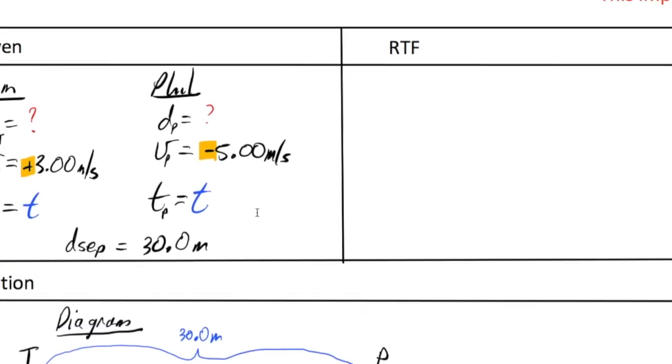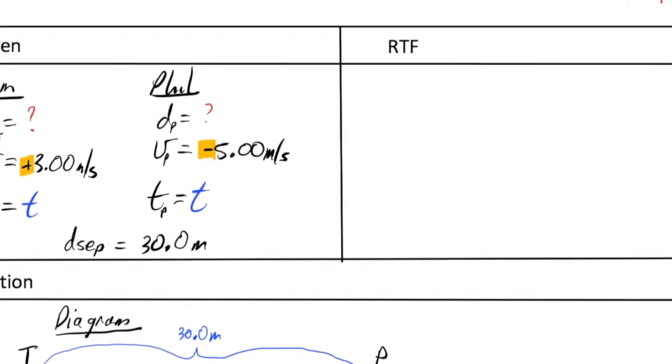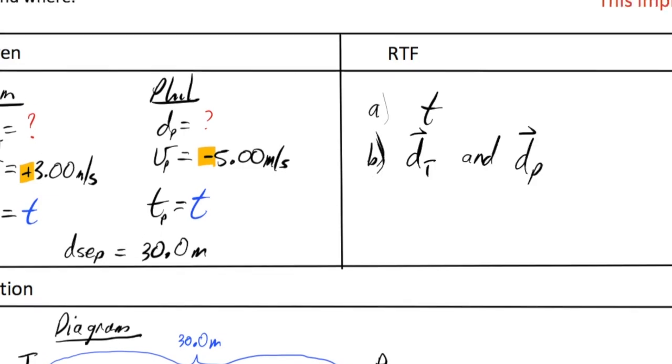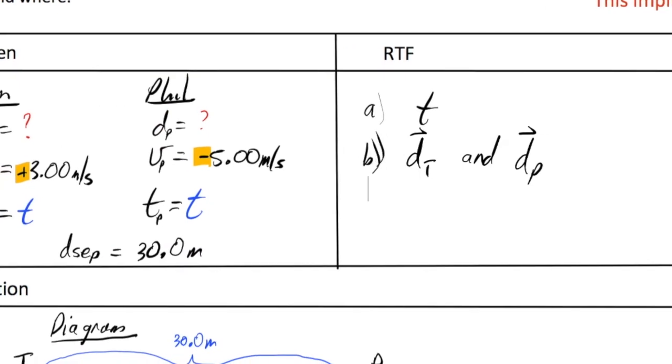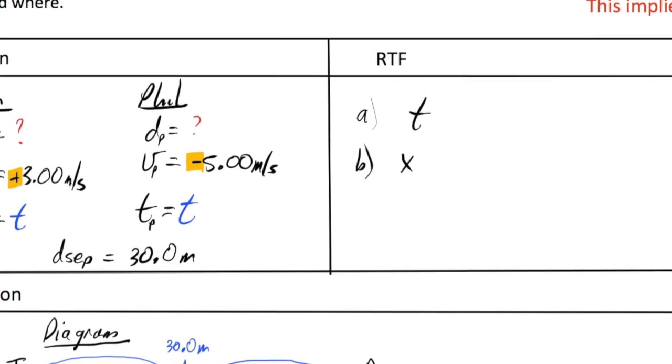Oh, and we forgot to figure out our RTF. Well, that was silly. So for part A, we're asked to find the time. And for part B, we're asked to find the displacement of Tom and Phil. Well, actually, technically, it didn't ask for their individual displacements. It just asked where they met. All right, nice little glitch there, OneNote. So we're looking for x.